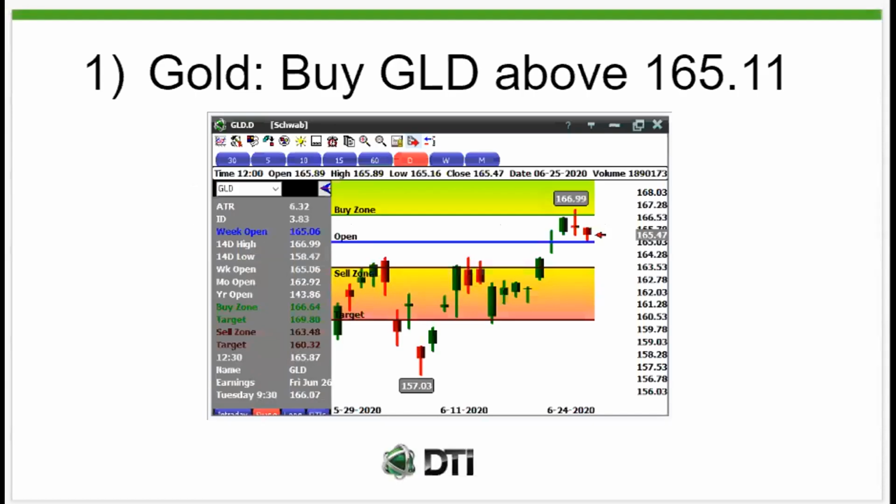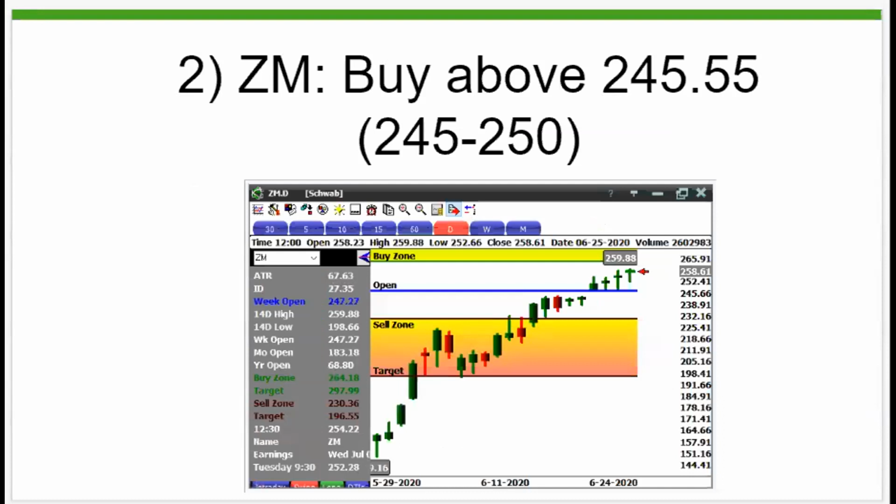All right, update on this week's money-making ideas. Every week I give my people money-making ideas. This week's numbers, let's look at it. I told them to buy gold above 165.11. GLD above 165.11. The trade went up to 167. It was a great trade and a nice pop in the first 3 days of the week. I told them to buy Zoom if it got above 245. Zoom, last time I checked, was in the 250s to 60s right now. What a trade, huh?